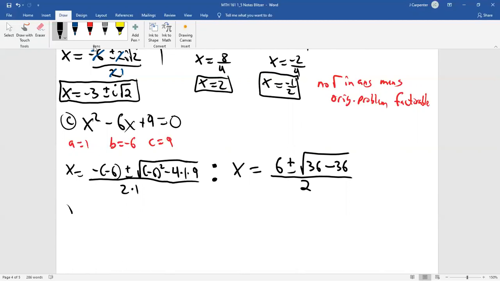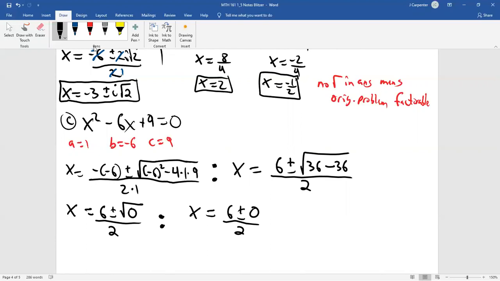36 minus 36 is 0. So that's x equals 6 plus or minus the square root of 0. Oh, interesting. All over 2. Moving right, that's x equals 6 plus or minus square root of 0, which is 0, all over 2.